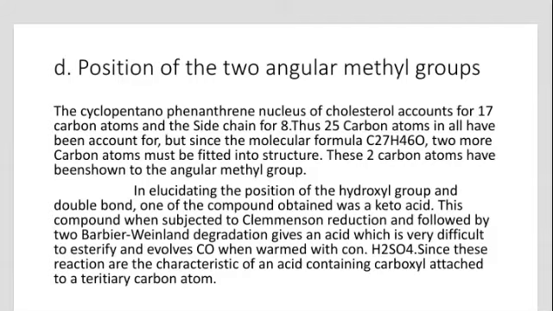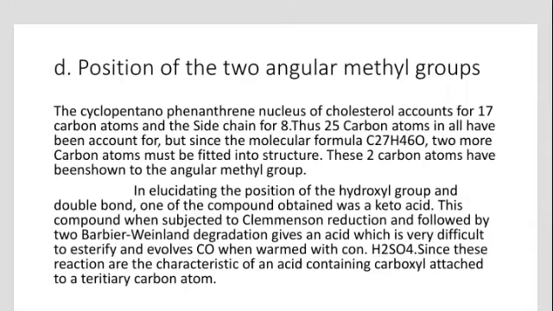Now let's move into the position of the 2 angular methyl groups in the structure of cholesterol. The cyclopentanoperhydrophenanthrene nucleus of cholesterol accounts for 17 carbon atoms and the side chain for 8. Thus, 25 carbon atoms in all have been accounted for. But since the molecular formula is C27H46O, 2 more carbon atoms must be fitted into the structure. These 2 carbon atoms have been shown to be the angular methyl groups.